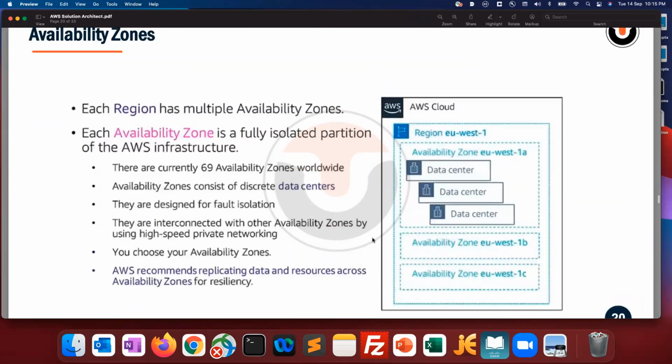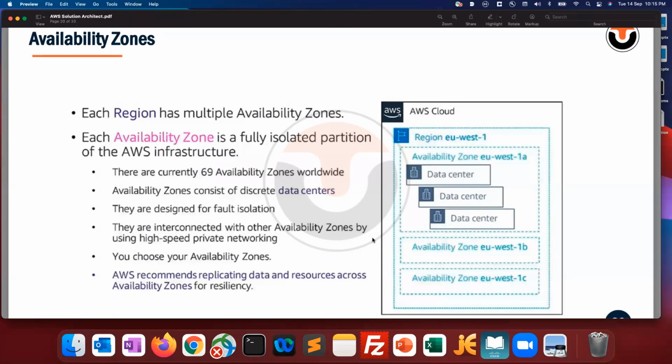Availability zones: each region has multiple availability zones. Each availability zone has fully isolated partitions of AWS infrastructure. There are currently 69 availability zones worldwide. These numbers may vary. You see, the EU region has availability zones 1A, 1B, 1C. This is one data center, this is another data center, and this is another data center in the same location.